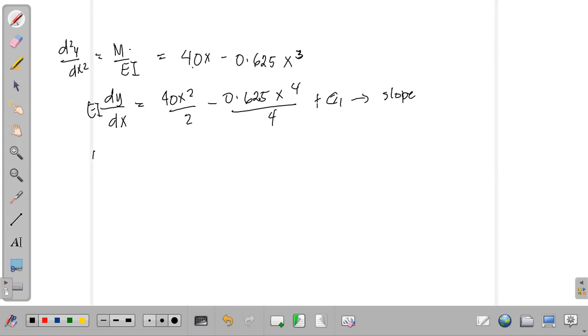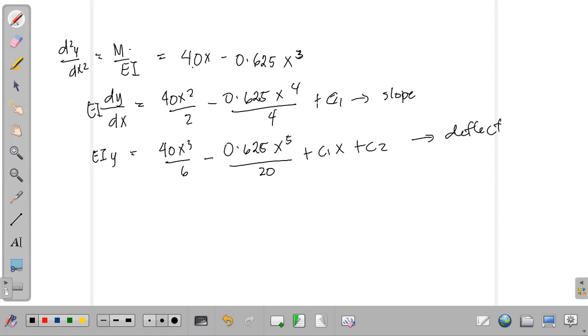Okay? So when you integrate that again, this will be our deflection equation, which is 40x cubed over 6 minus 0.625x raised to 5 over 5 times 4, 20, plus C1x plus C2. So this is now our deflection equation. Okay? So we need to first solve the values of our constants C1 and C2 before we can solve the slope and deflection. But here, all we need is the maximum deflection. Okay?